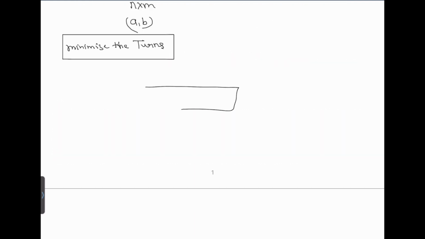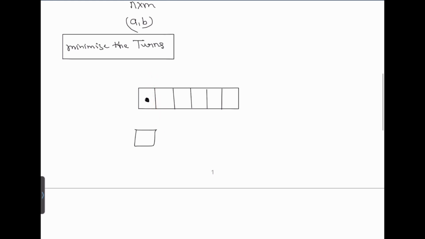Let's try to solve the problem when it's a 1D grid. Let's say the grid is only 1D, so it's only a row. Now let's say the monster is initially present at this side. What kind of cut will you make? Obviously, we will make this cut, right? And when we make this cut, we're just left with this, and the game is over. So how many turns do we require? The number of turns required is only one, right?